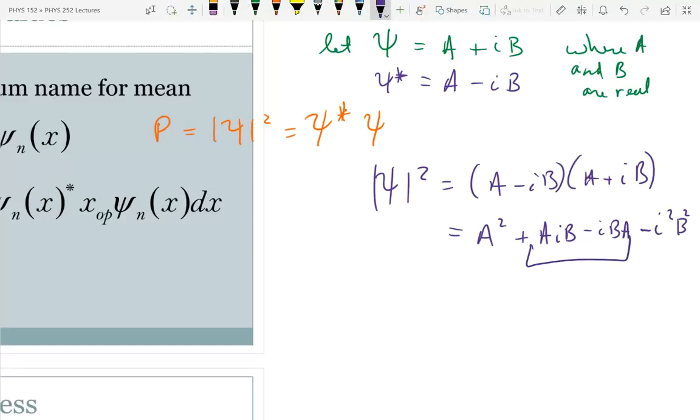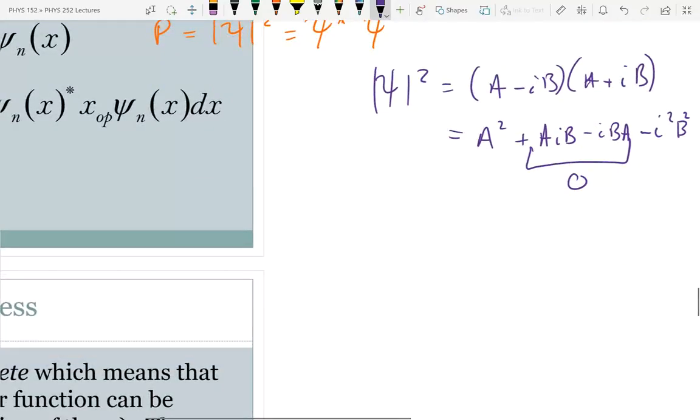Notice these here are 0. AIB minus IBA is just 0 because these are real numbers. Doesn't matter what the order is. And what is I squared equal to? -1. So this is just equal to A squared plus B squared.